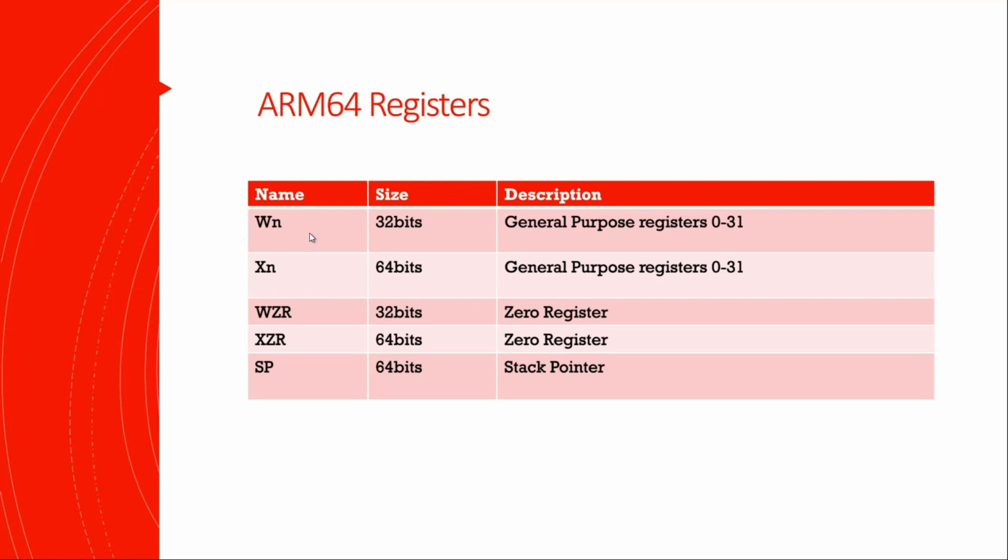Apart from this, one of the general purpose registers is used as a zero register, which we can specifically denote using WZR or XZR, where W stands for 32-bit and X stands for 64-bit. There are certain situations where we directly want to use a zero value. So instead of manually moving zero into a register and then performing an operation on it, we can directly use these XZR or WZR registers to get the zero value.